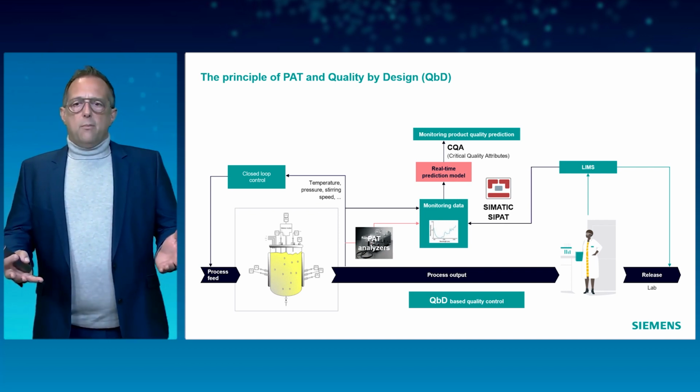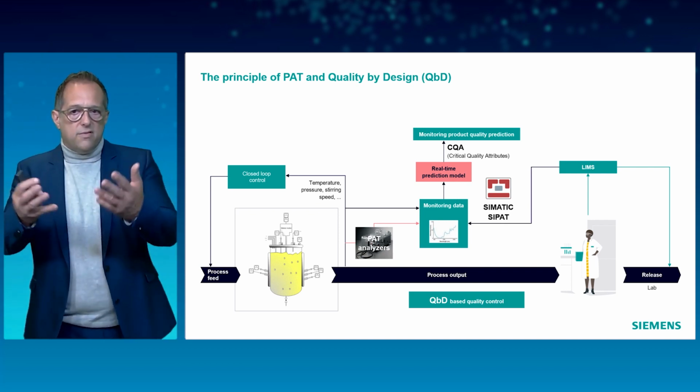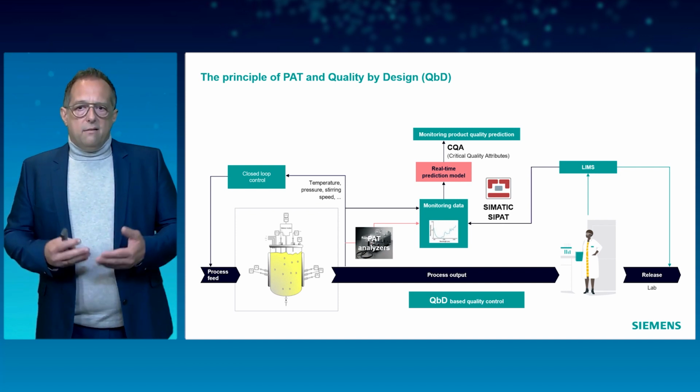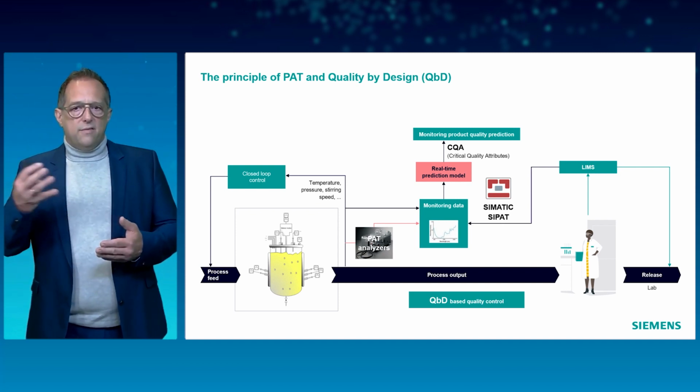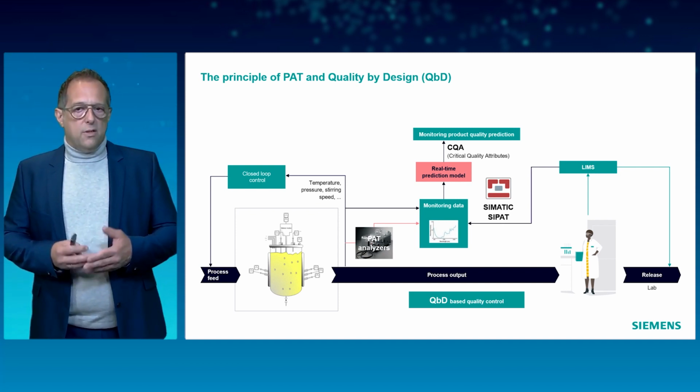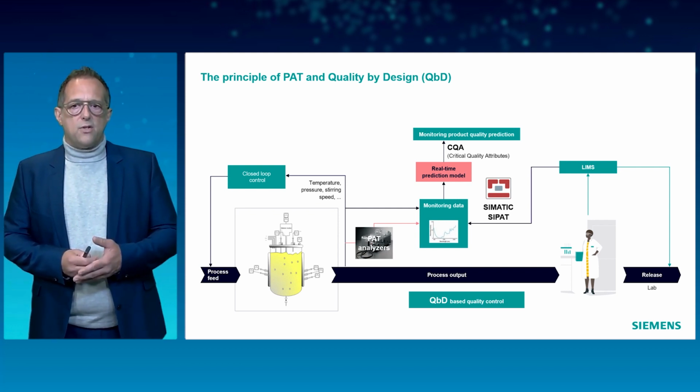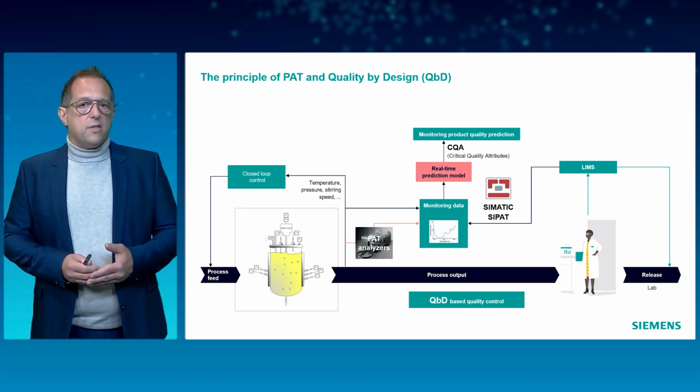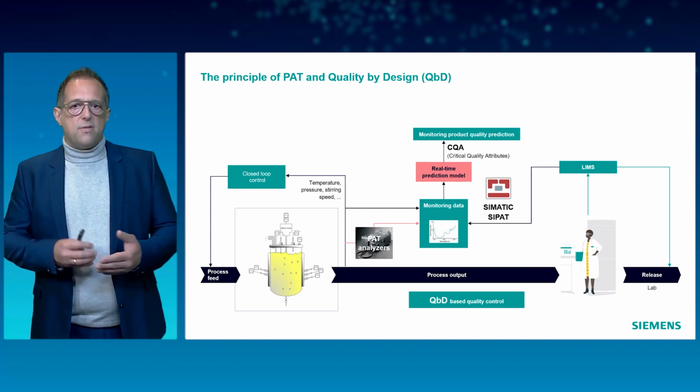How does this look like in practice? Well, let's take an example of a fermentation process here. And typically, such a process unit will have a control system on top that is controlling the manufacturing process in such a unit based on traditional process sensors like temperature, pressure, stirring speed.